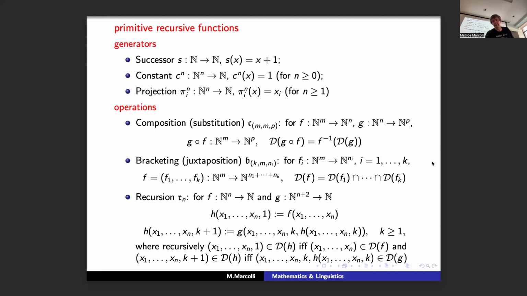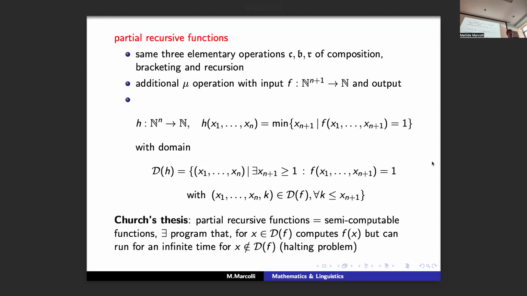And there's a further extension of this class, which are called partial recursive functions. Here you also include an additional operation, a minimization operation. The difference between these and the total recursive functions is that these are defined only on some domain. This is part of Church's thesis: these partial recursive functions are those for which there is a program that terminates on the elements of the domain of the function, but of course it can run forever outside of the domain. So they are just semi-computable in this sense.